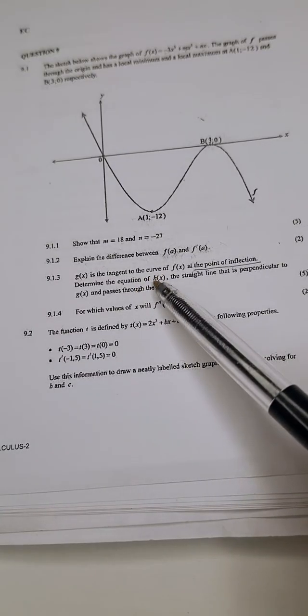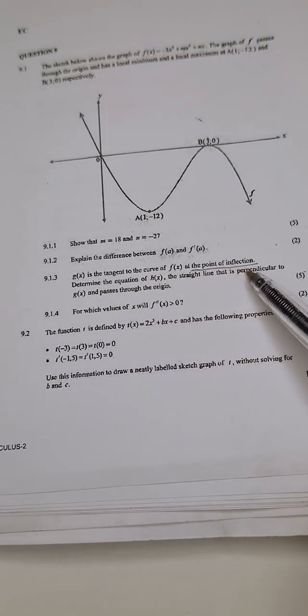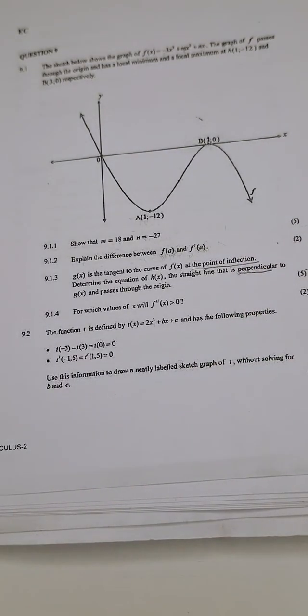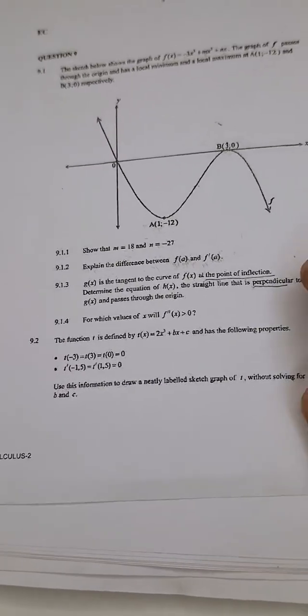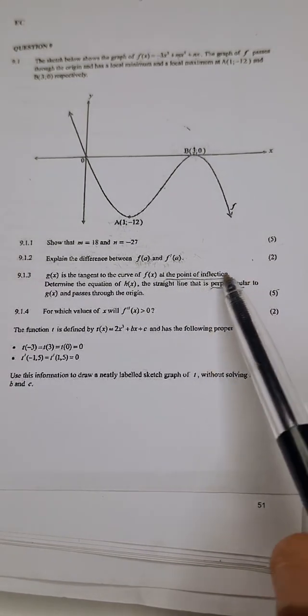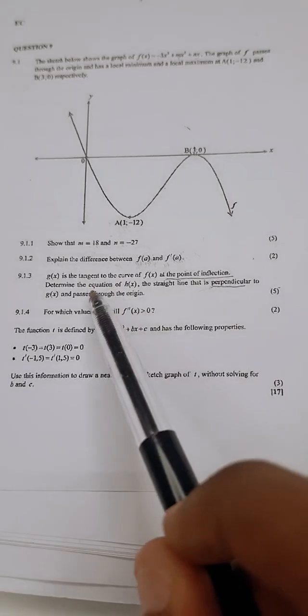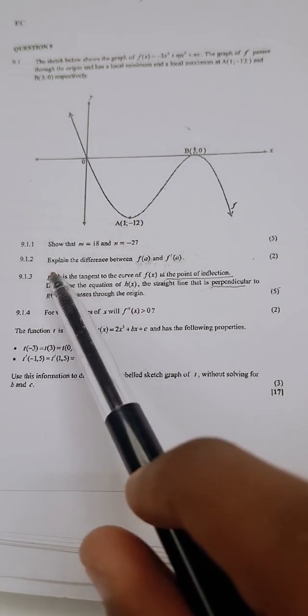So what is it about this h of x now? Determine the equation of h of x, the straight line that is, oh, here's another concept, perpendicular. Perpendicular to what? Perpendicular to g of x. Now we are really incorporating some concepts here, because now you need to be reminded of what perpendicular tells us about the line of h of x in relation to the tangent g of x.